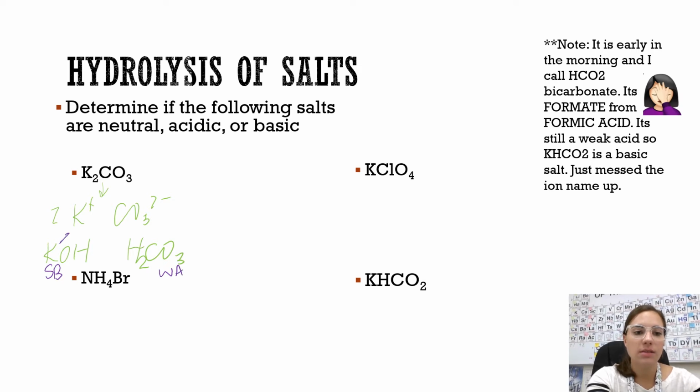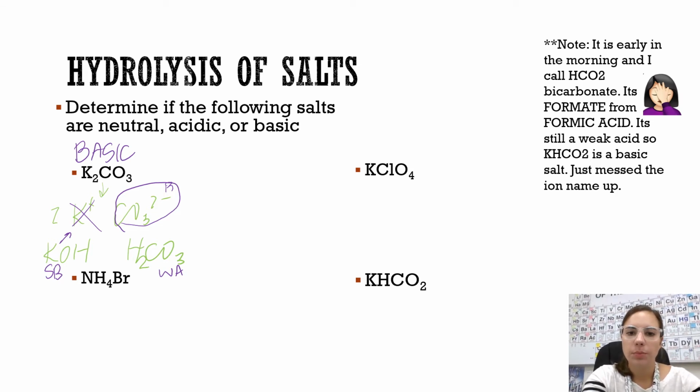So that means that potassium, because it came from a strong base, is neutral. It can't hydrolyze with water. But carbonate, because it came from a weak acid, is itself basic. So this is a basic salt. All right. Next one, break it apart.